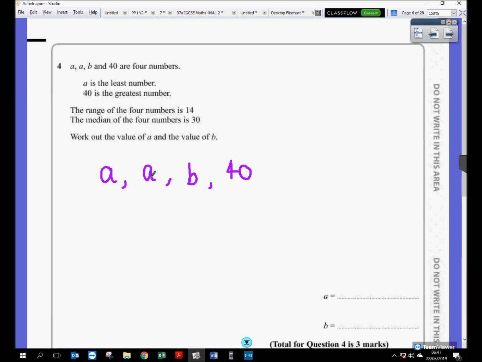If A is the least number, and the second number is A as well, that means they're both the same, and 40 is the greatest, which means B is in the correct position, so they are in order of size. The range of the 4 numbers is 14. That means the difference between the highest and the lowest is 14. So 40 take away A is equal to 14. And if you do a bit of rearranging here, 40 minus 14 is equal to A.